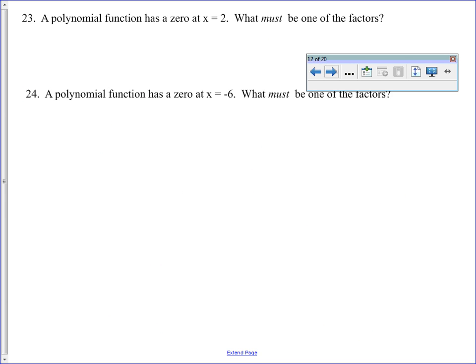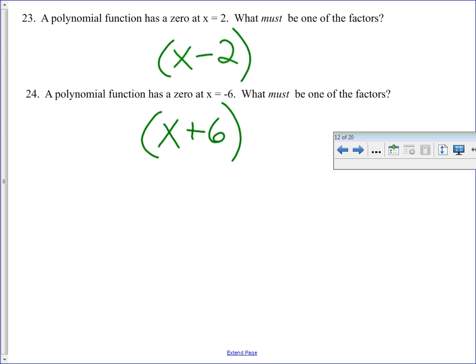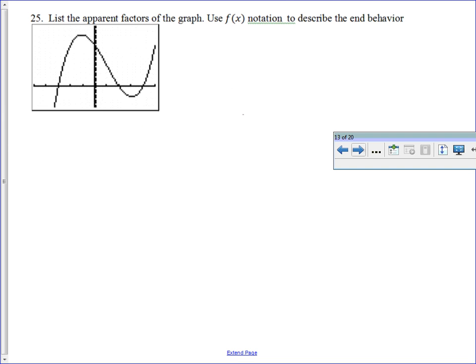All right, let's answer some general questions. A polynomial has a zero at x equals 2. What must be one of the factors? Well, remember, then the factor has to be x minus 2. A polynomial function has a zero at x equals negative 6. What must be one of the factors? X plus 6 must be one of the factors. And this is just that relationship.